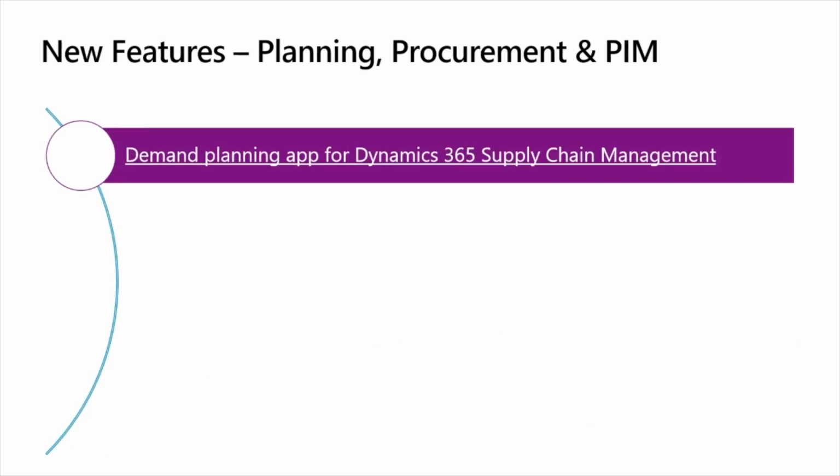Thank you, Nicole. So I will now cover the planning, procurement, and product information management features. First one we have is the very exciting one, demand planning app for Dynamics 365 supply chain management. This is the Microsoft next generation collaborative demand planning solution. This app is powered by best-in-class forecasting algorithms and models and offers an immersive user experience. It provides intelligent reports and analytics.